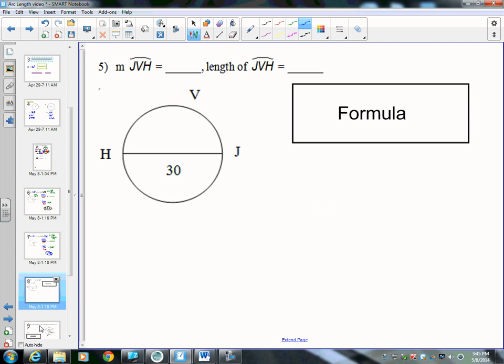Another example. This one's a little interesting. Okay, first we want to find the measure of the arc JVH. J to V to H. Okay, we're going to assume that JH is a diameter, meaning that JVH is going to be a semicircle or half circle. If it's a semicircle, that means that the degree measure is 180 degrees. It's half a circle. If the whole circle is 360 divided by 2, we get 180. So we have 180 degrees as our degree measure.